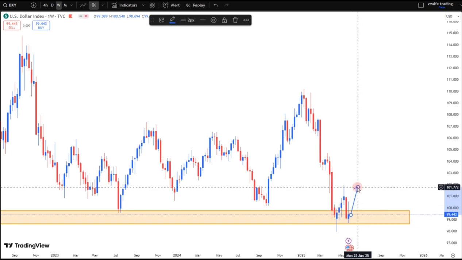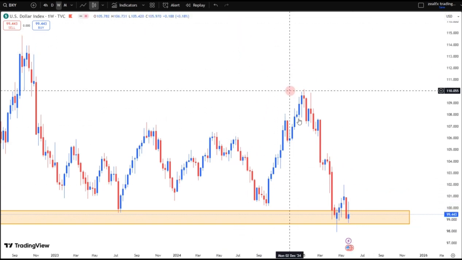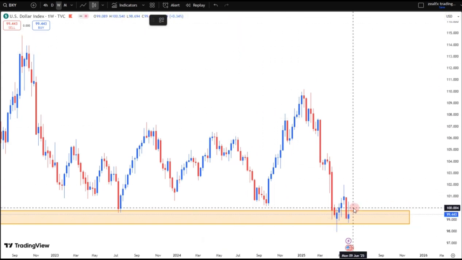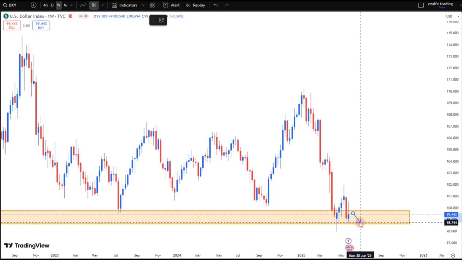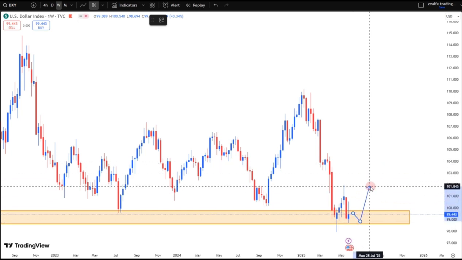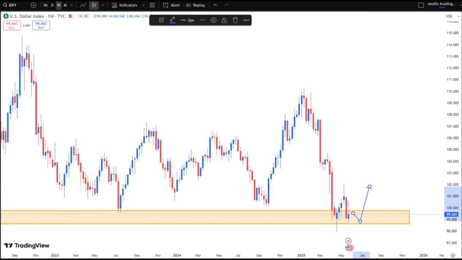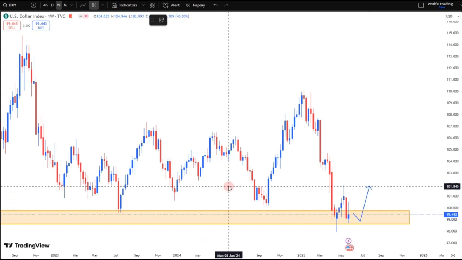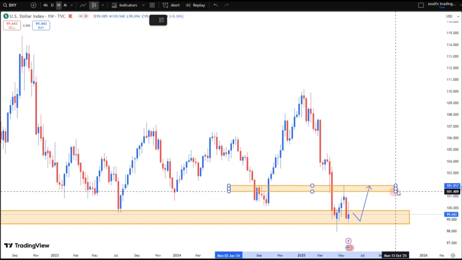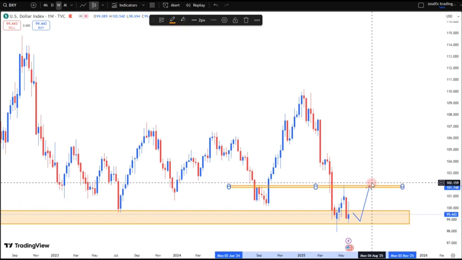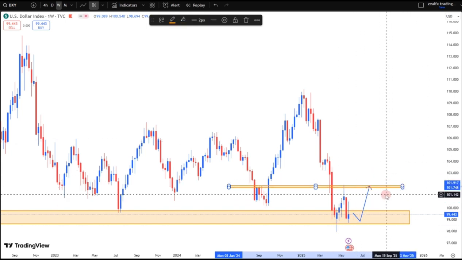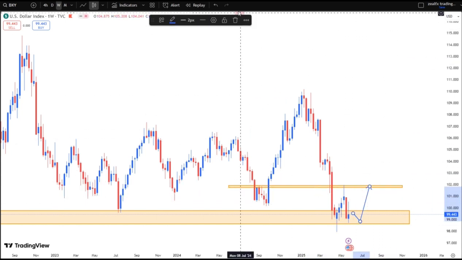So we expect price to collect supply before we look for any buying opportunity on the DXY, which means we expect price to do a retest of this support zone. Then we'll see price pushing higher for the DXY. So we're expecting DXY to move to this next strong resistance level on the weekly chart. A break of this resistance will see further uptrend for the DXY this next week.